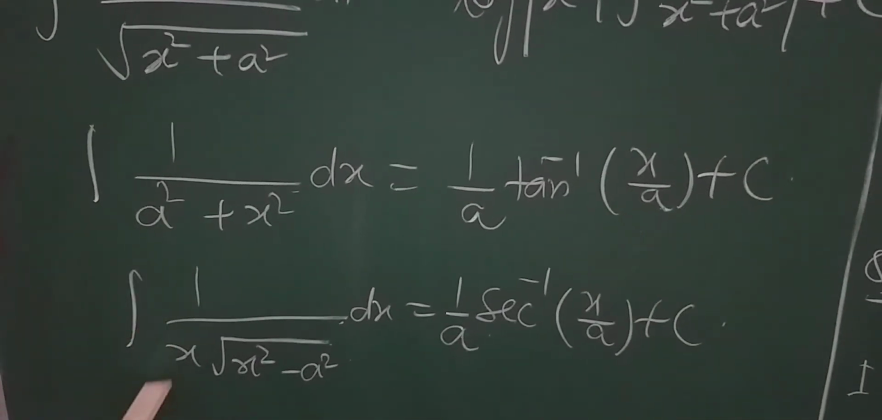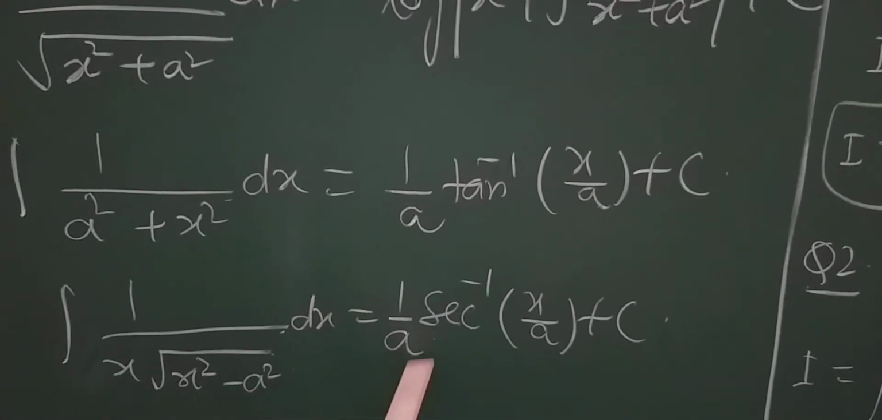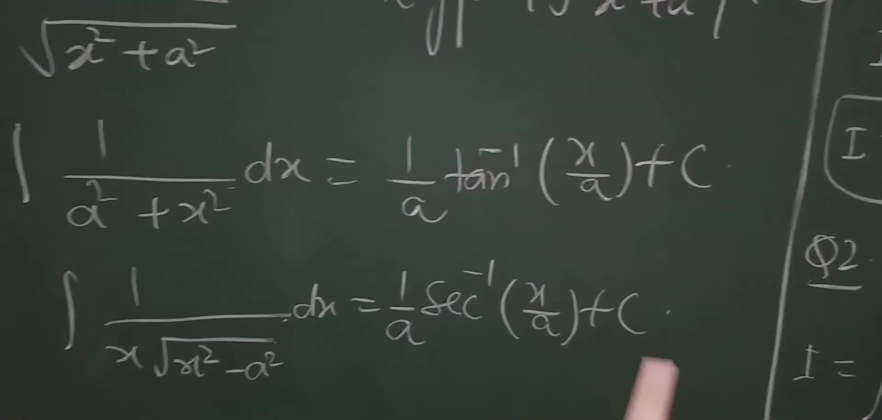Integral of 1 upon x root x square minus a square with respect to x equals 1 upon a sec inverse x upon a plus c.